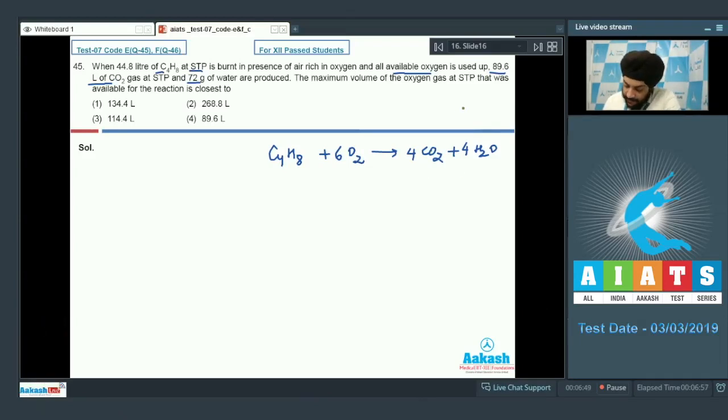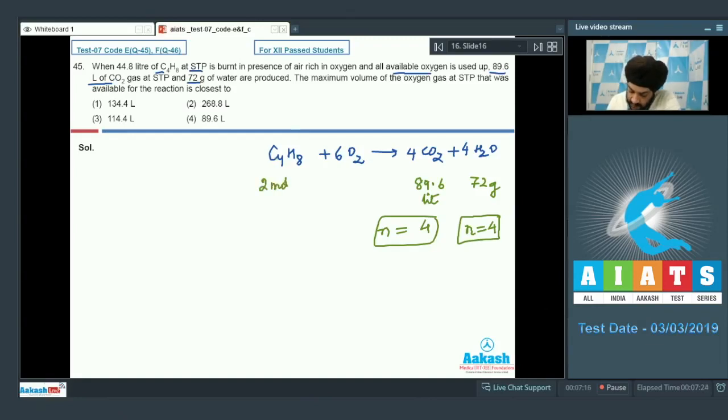Now if you look at the information which is given to us, we have been told that at STP 89.6 liters of CO2 are formed, which means that the moles of CO2 is equal to 4. And if we talk about H2O, it is given to us that 72 gram is formed. So this also leads to the moles of H2O being formed equal to 4. And if we talk about the C4H8 which was given to us, we had been given 2 moles as the volume is 44.8 liters.